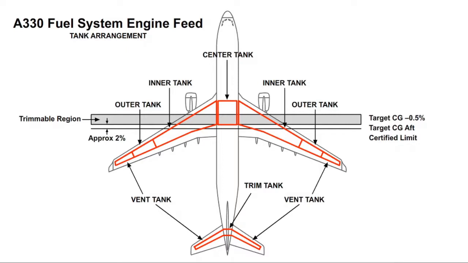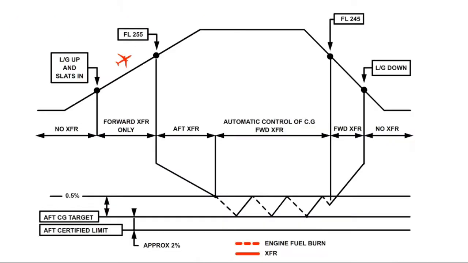thereby reducing airplane drag. The shaded area illustrates the range of CGs that is controlled by the trim tank transfer system. In this view, the range of CG control is shown at the bottom of the diagram. The red line illustrates how the CG moves with each fuel transfer during a typical flight shown at the top.